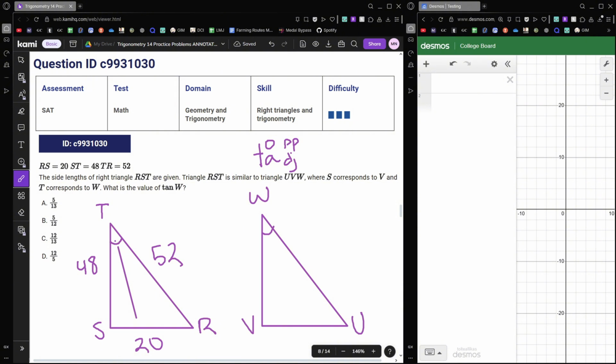Here's the opposite of T, and that's gonna be 20. Then here's the adjacent of T, and that's gonna be 48. So our answer is 20 over 48. But that doesn't seem to be any of our answer choices, so we will need to simplify this fraction. You can do that by just putting it in Desmos, and then clicking the fraction in the blue box to the left. And we get that our simplified fraction is 5 over 12, making our answer B.